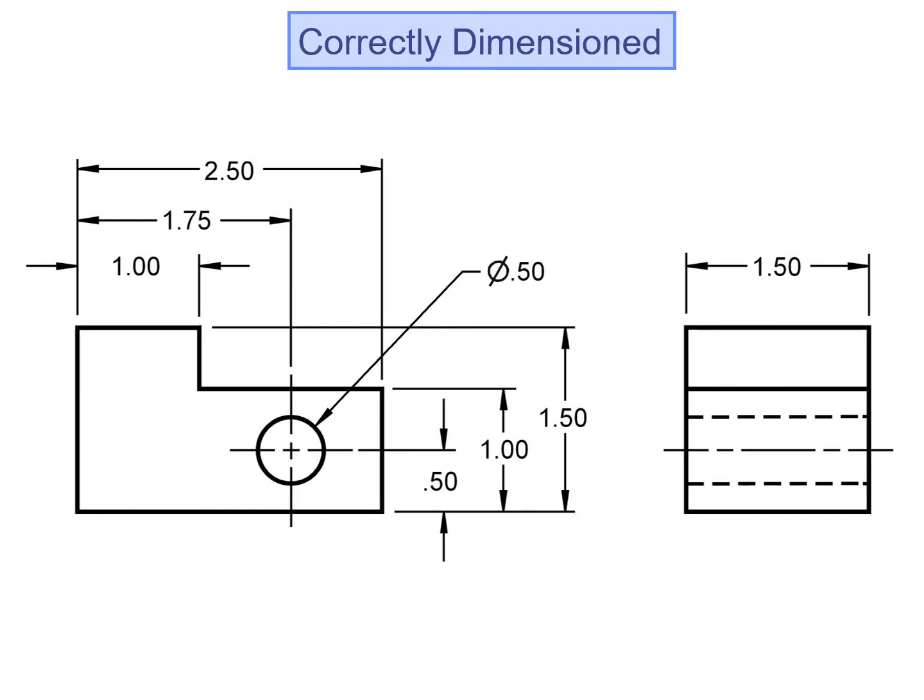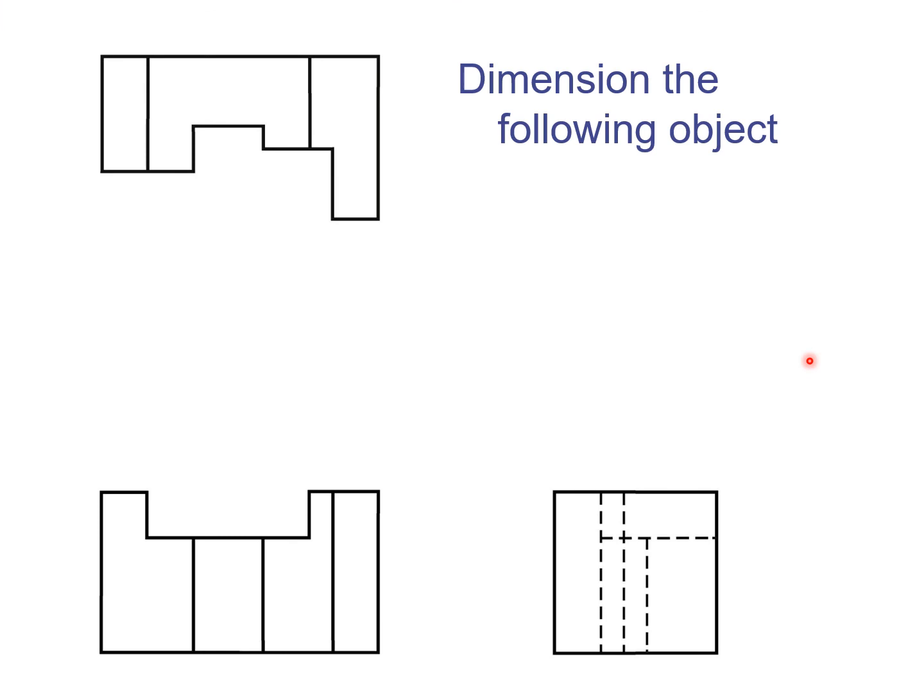Next slide. So let's practice. How would we dimension this part? So we have a front view, top view, side view. And again, the rule is you try and group dimensions between the views, and you try and dimension off of datums like the base or the larger surface. Okay, so once we identify our datums, then we can go ahead and start placing dimensions.